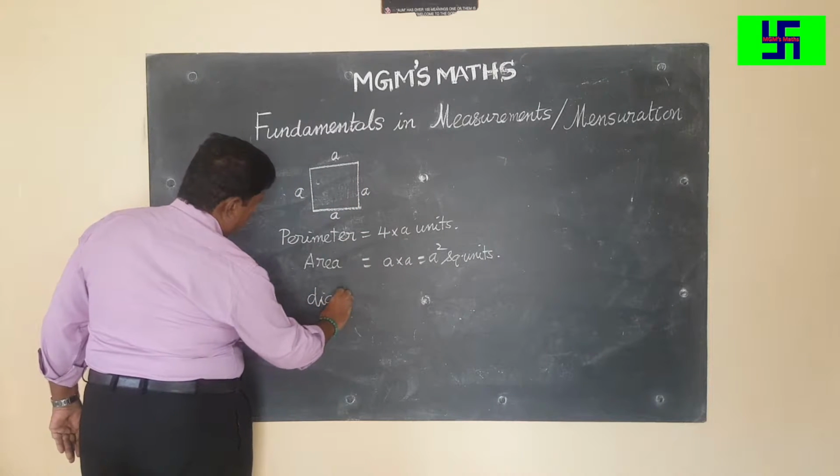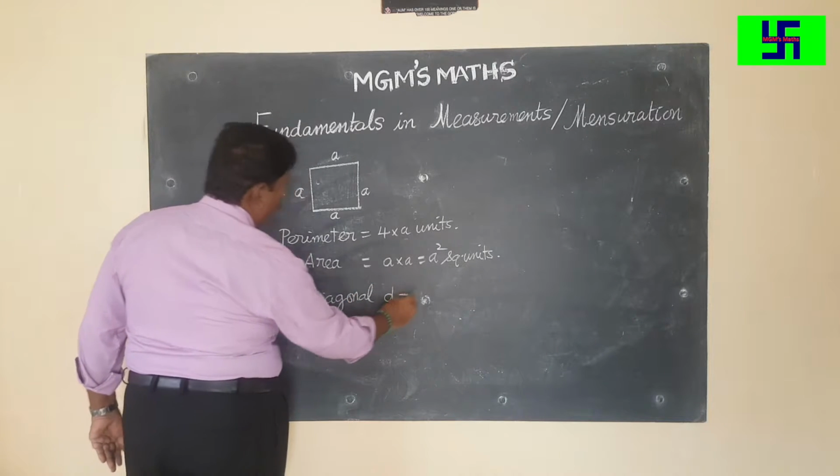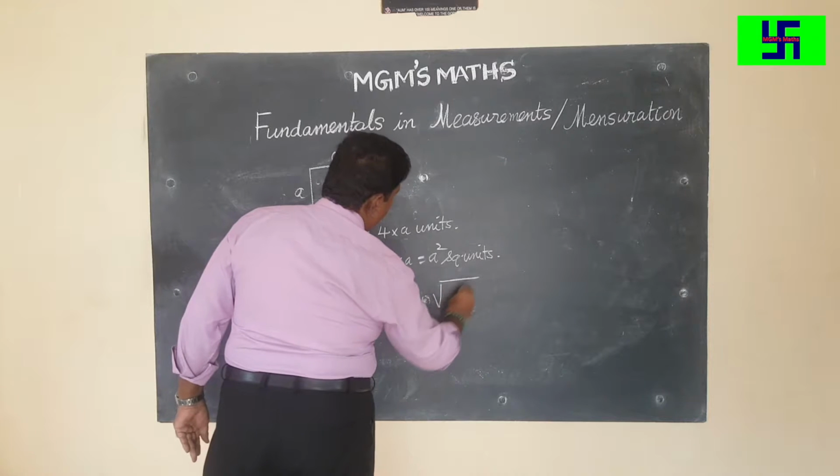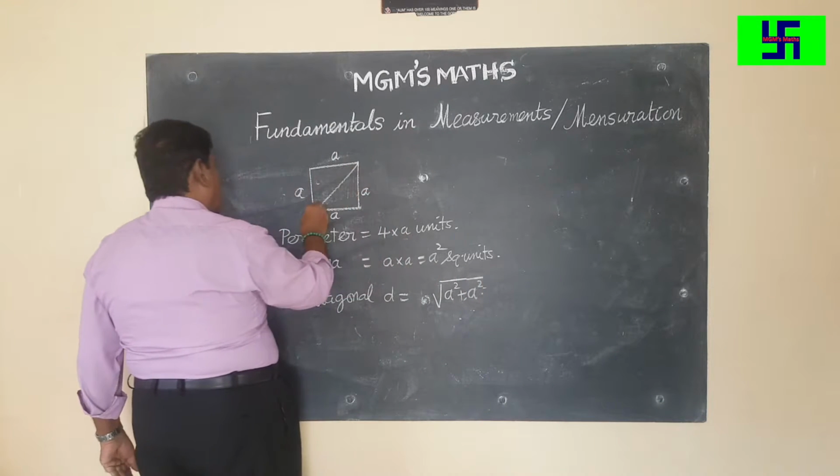Diagonal. d is equal to square root of a square plus a square. This is the diagonal.